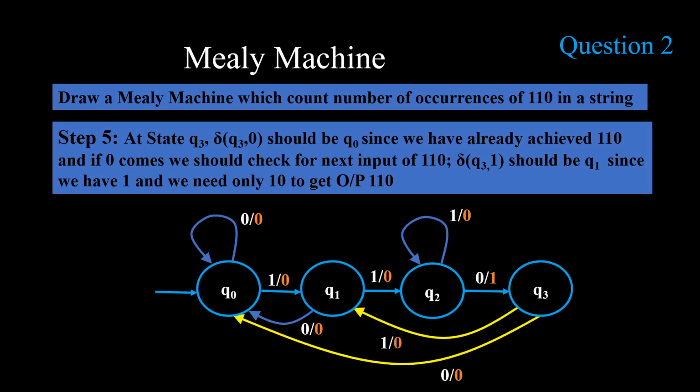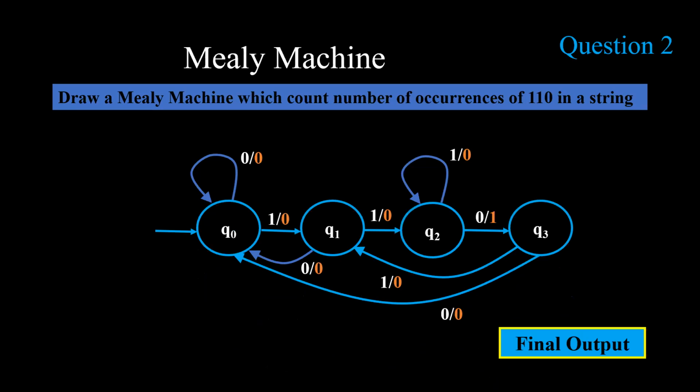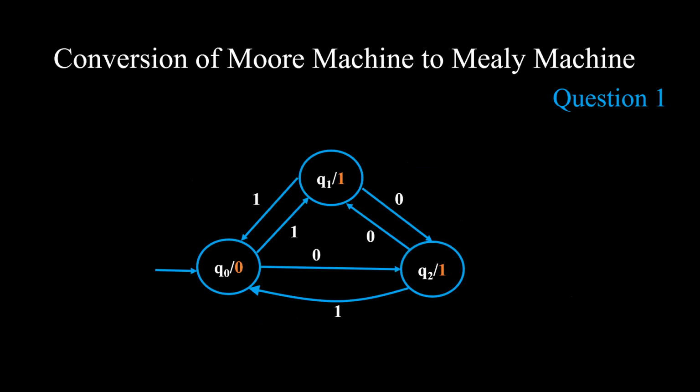And if I have 1, I should consider this one as the first input of 110. For 1, 1, 0, the output should be 1. So with this, we complete the Mealy and Moore machine construction for very basic things. Now this is the final output which we get corresponding to 110. Now we move towards conversion.